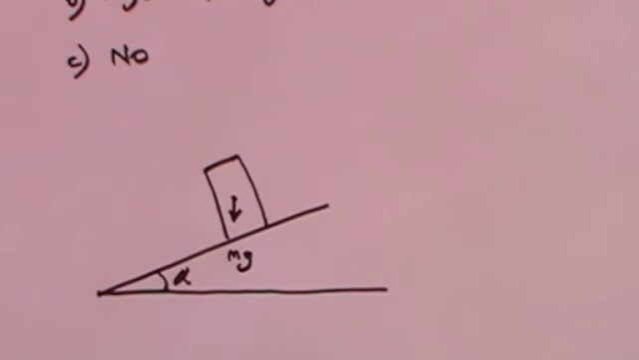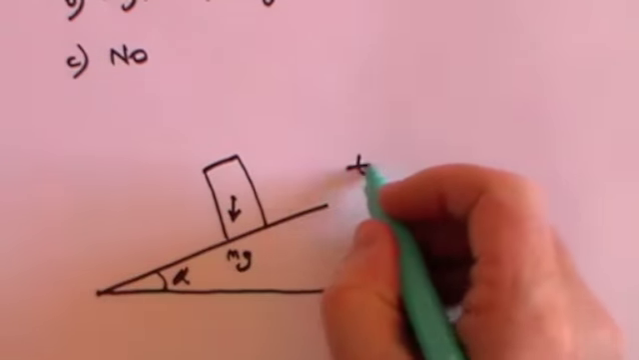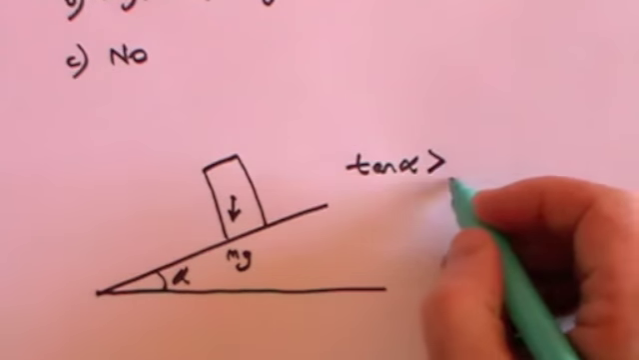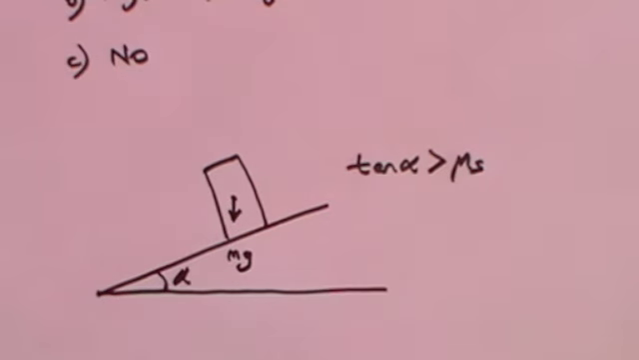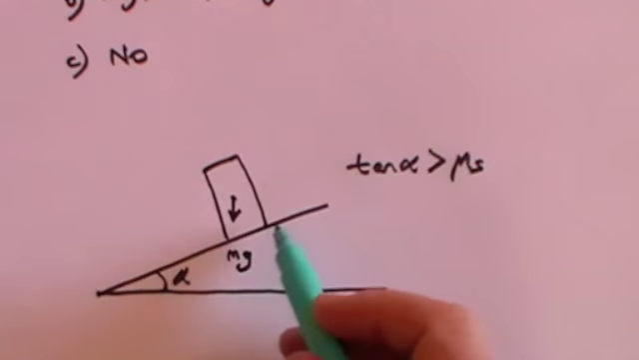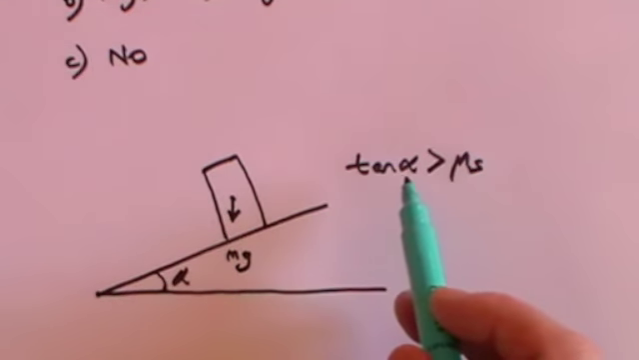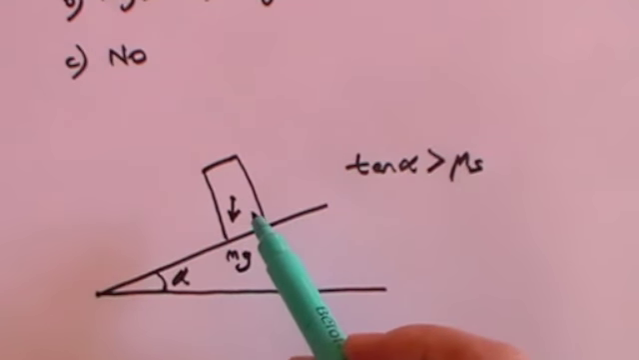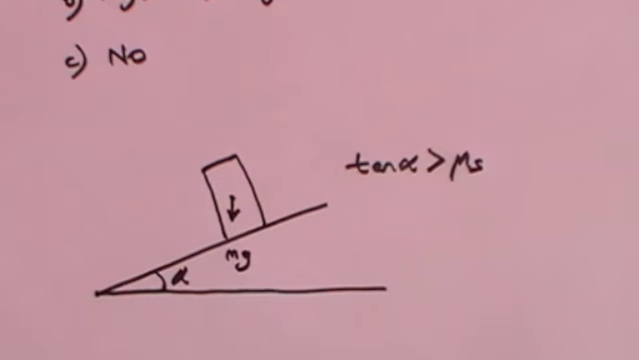And earlier in this video we calculated the condition for that block to slide. It was that the tangent of alpha must be greater than the coefficient of friction, or the static coefficient of friction. We said that it didn't matter what the mass of the block was, and it didn't matter how much of it was in contact with the surface. All that matters is that the tangent of the angle must be greater than mu s. So you know the condition for when it will slide. So the real question is, will it topple before it slides?